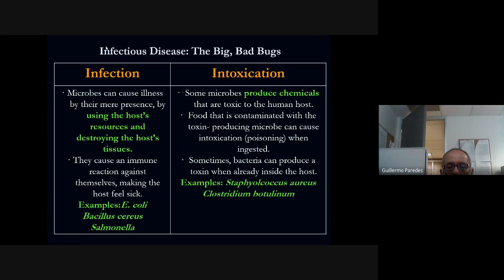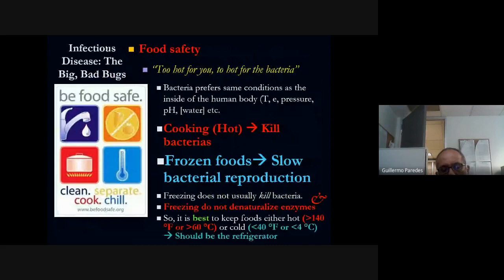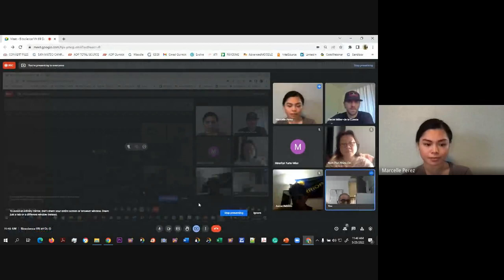All right. So now this is the part of the food. I'm going to make it very, very easy. The food safety. Okay. So how many of you like to cook here? Who likes to cook? I'm a very good cook, by the way. I like to cook.